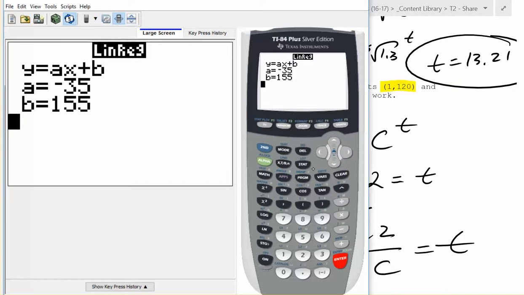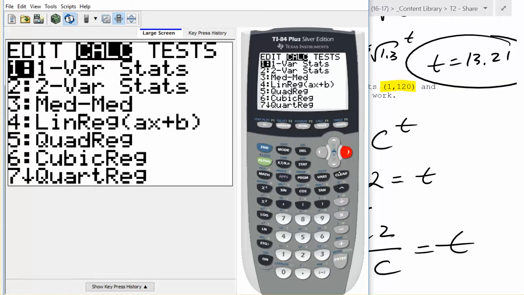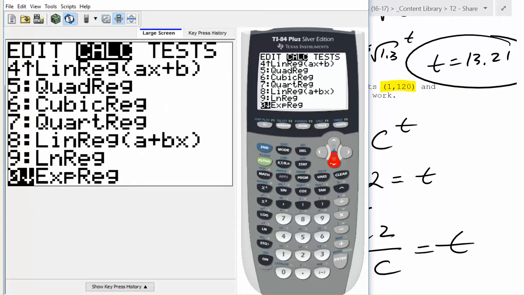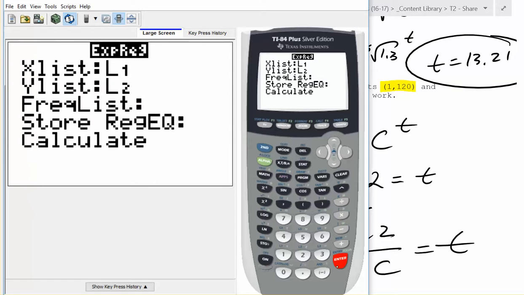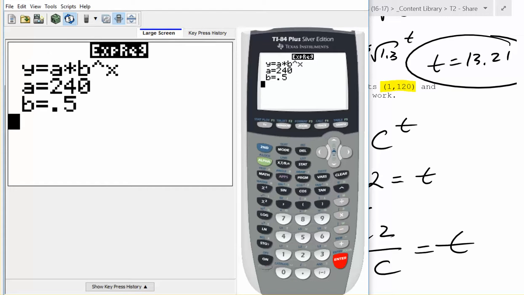Well, let's do instead stat calc. Which one do you want to do now? I think it's down here a little bit, right? 8. Is it 8? Yeah. Not 0. EXP reg? Yeah. Let's see what EXP reg gives. List 1, list 2. Cool. 240.5 to the x.